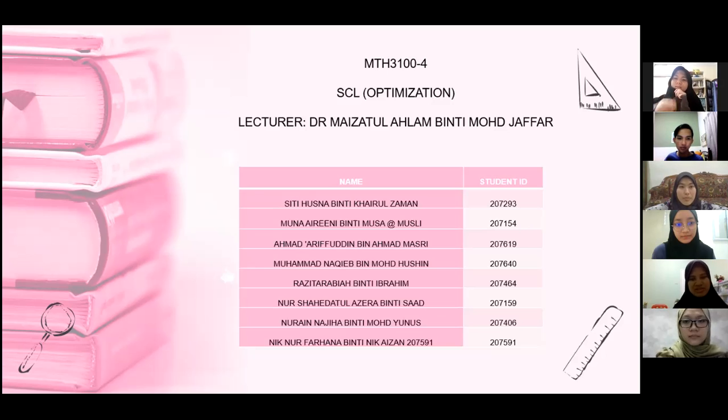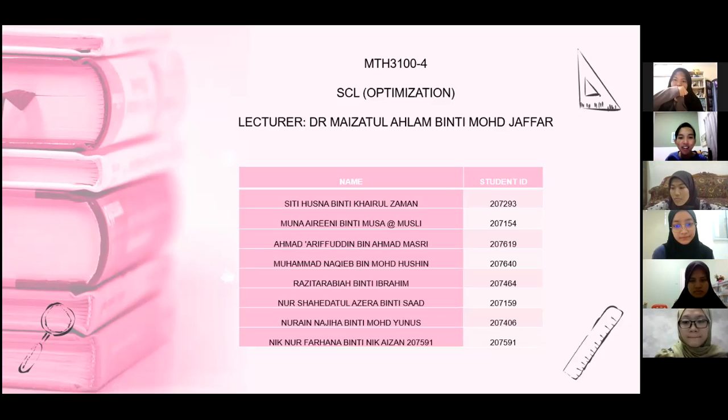My name is Muna Arini binti Musa Elias Musli and my matrix number is 207154. Next, I would like to ask Najha to introduce herself. My name is Norain Najiha binti Muhammad Yunus. My matrix number is 207406. Then I will pass to Siti Husna. My name is Siti Husna binti Khairul. My matrix number is 207293. Then I will pass to Nakib. Hi, my name is Muhammad Nakib bin Muhammad Hussein. My matric number is 207640.